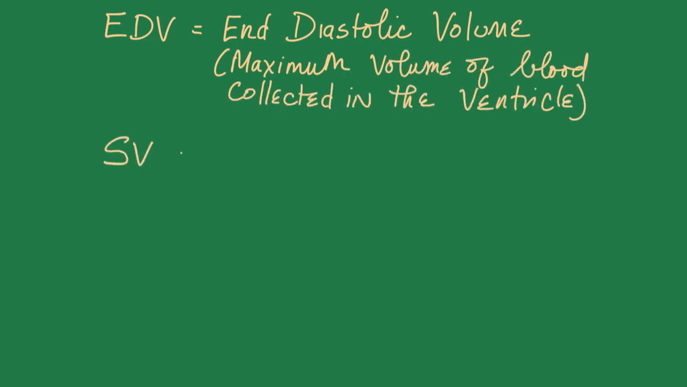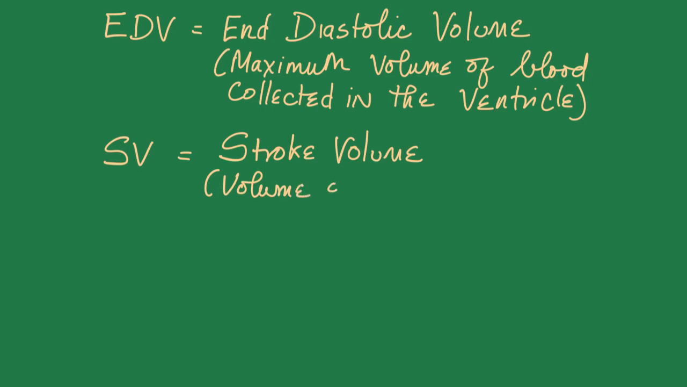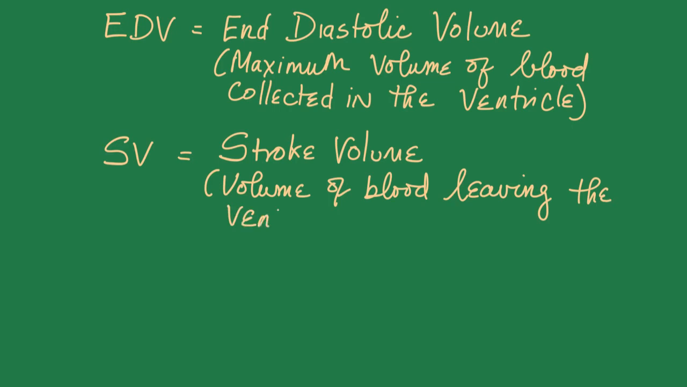The next volume is stroke volume. Stroke volume is the volume of blood that leaves the ventricle during each heartbeat. It has to be the same on both sides. Each ventricle has its own stroke volume and they have to be equal. So here we have it. Stroke volume is the volume of blood leaving the ventricle during a single heartbeat.